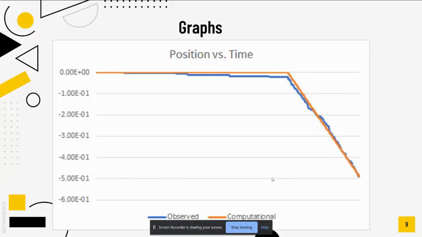Here are my graphs. From my code, I was able to create a computational model for the theoretical conditions based on physics principles. This is shown by the orange line in the graph. The blue line is from the Tracker data. The predicted motion is relatively similar to the observed motion with a few discrepancies here and here. The differences could be due to experimental error.